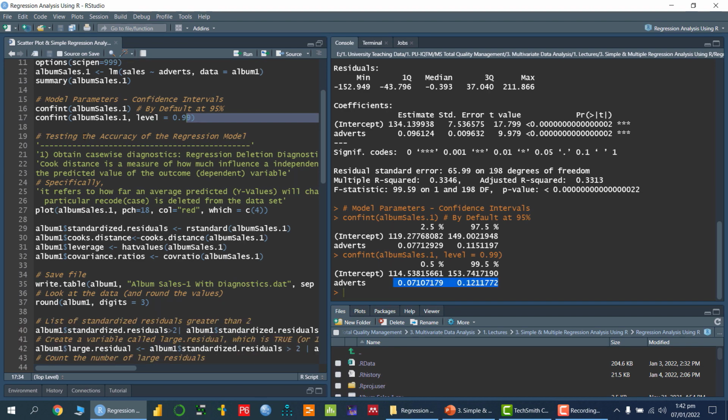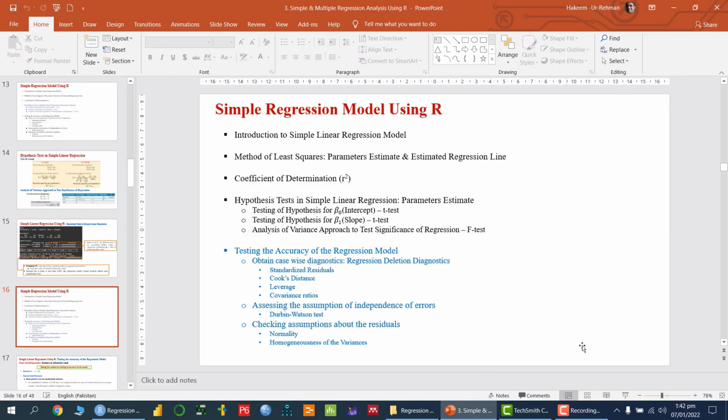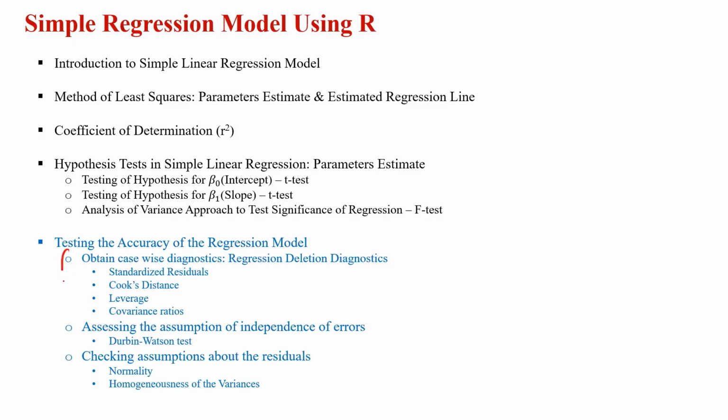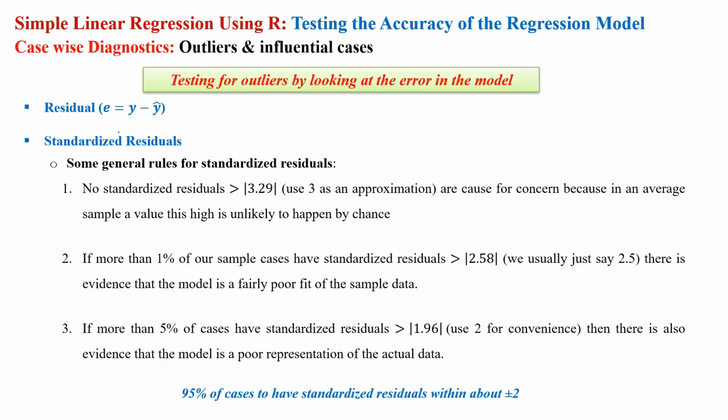Now let's diagnose it. That means first of all we are going to obtain the case-wise diagnostics. But before running the R code, let's discuss first one by one. First of all, we are going to talk about this thing, which is obtaining the case diagnostics. For that, we have the techniques of standardized residuals, Cook's distance, leverage, and covariance ratio. Obviously, these are used in order to identify the outliers or influential cases that can influence our regression model.